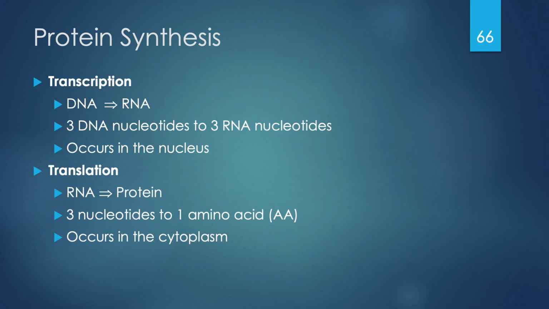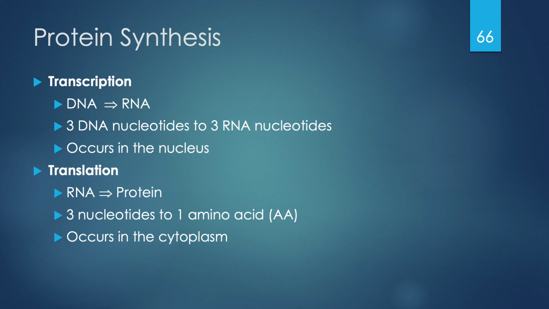So here's another 30,000-foot view of protein synthesis. Let's describe the differences between transcription and translation. Transcription is DNA going into RNA, okay? In this case, we're going to have 3 DNA nucleotides, and they will become 3 RNA nucleotides. And this all occurs in the nucleus.